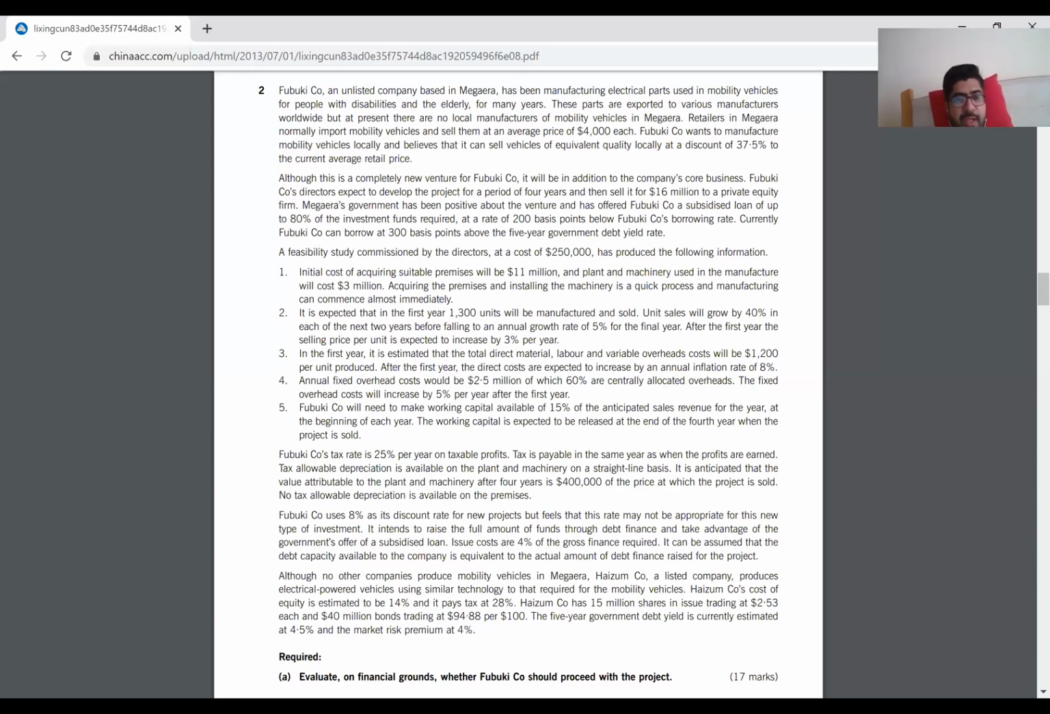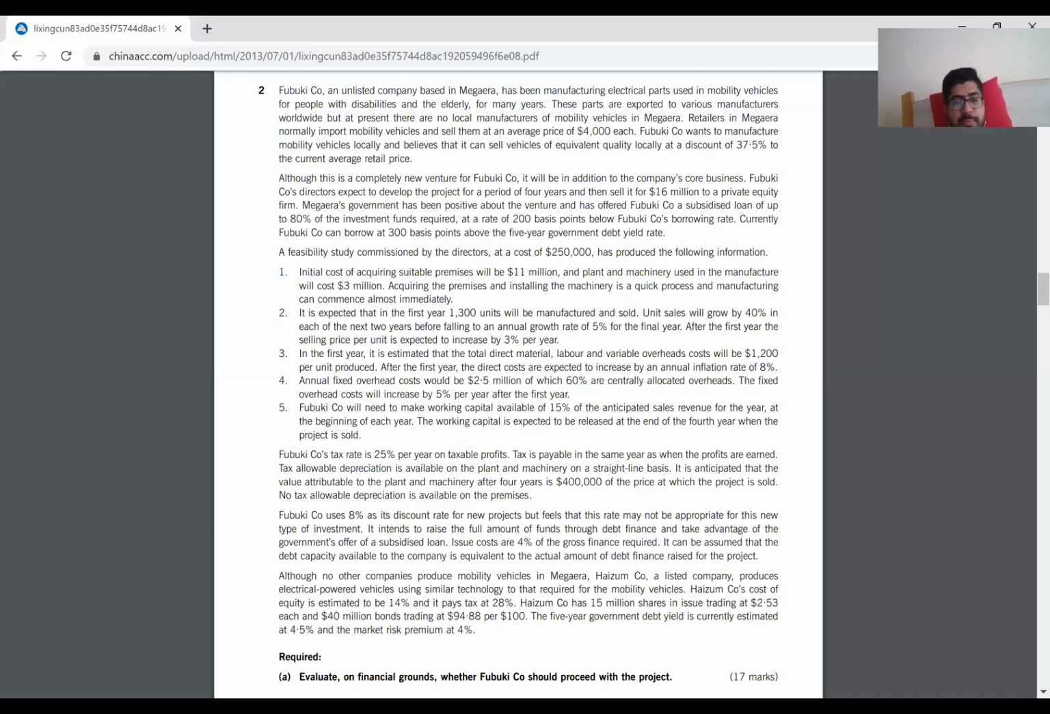We all know that. Fubuki uses 8% as the discount rate for new projects, but feels this rate may not be appropriate for this new type of investment. It intends to raise the full amount of funds through debt finance and take advantage of the government's offer of a subsidized loan. Issue costs are 4% of the gross finance required. It can be assumed that the debt capacity available is equivalent to the amount of debt raised. Last para.